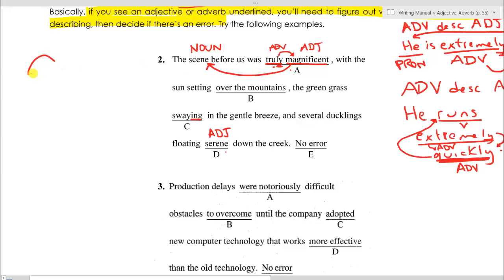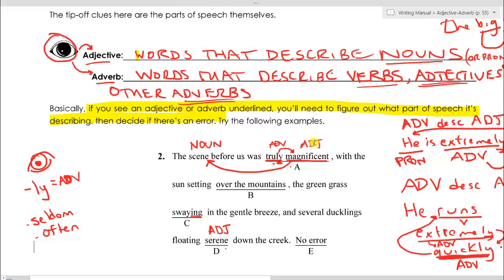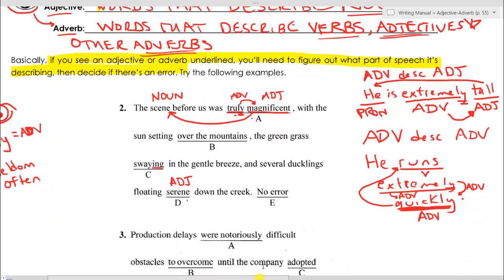By the way, keep in mind that one of the ways you can almost always recognize an adverb is that almost all adverbs end in ly. There are some adverbs that don't end in ly, some of the time ones like seldom, often. Those obviously don't end in ly, but a lot of the adverbs that you'll see on this test do end in ly. So it's a good tip-off clue for recognizing that you've got an adverb. So truly, once again, is an adverb modifying this adjective magnificent. And remember what we just said up top, that adverbs can modify adjectives. So that's perfectly correct. We've got a good combination there of adverb and adjective.